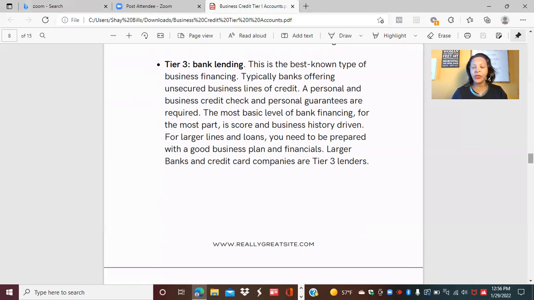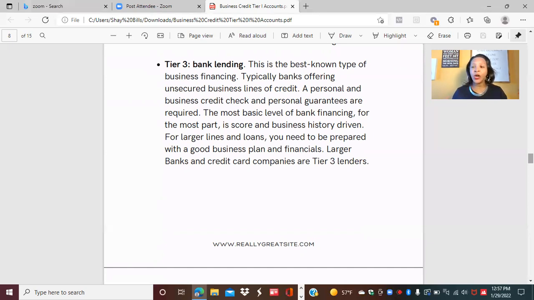Right now, I just want you to pay attention to the differences between the tiers. The most basic level of bank financing, for the most part, is score and business history driven. Hear that? For tier 3, it's going to be your business credit scores and your business history. How long has your business been in existence? Okay. How much, or the length of business banking activity? Okay.